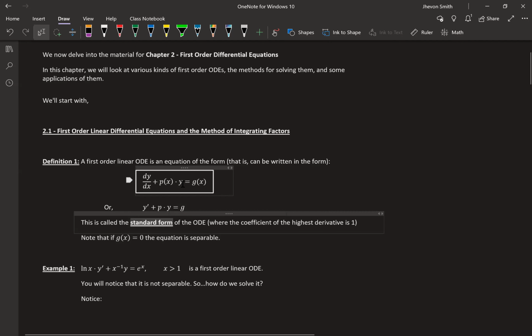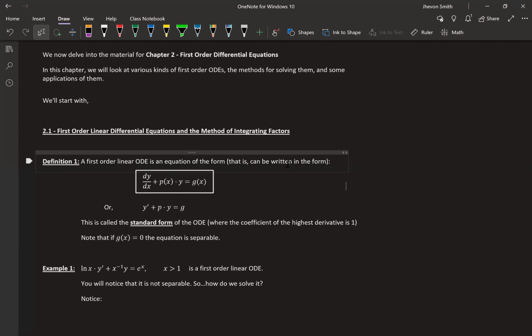Now, standard form is something that's used in general. This is when you take the highest derivative and you write the equation in such a way that its coefficient is 1. A lot of times, theoretically, we start off with the equation in this form because it's a lot nicer to apply the methods that we'd want to apply. So that's something you should know: what a first order linear ODE is.